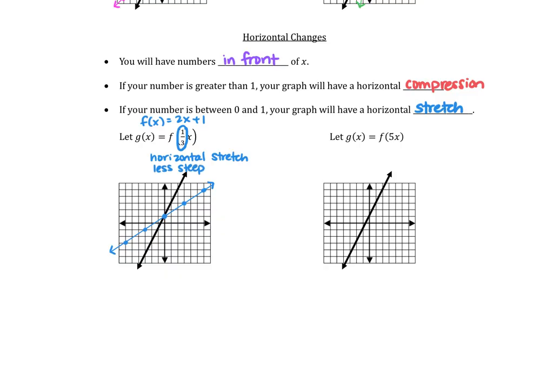All right, and last example like this, I have a number in front of my x, but it's sandwiched between the f and the x. This is going to be a horizontal change. And because it is bigger than 1, it is a horizontal compression. Again, the y-intercept is not changing from my original function, but my slope is. So I'm still going to have a y-intercept of 1, but now instead of my slope of 2, I'm going to have a slope 5 times that, which is 10.